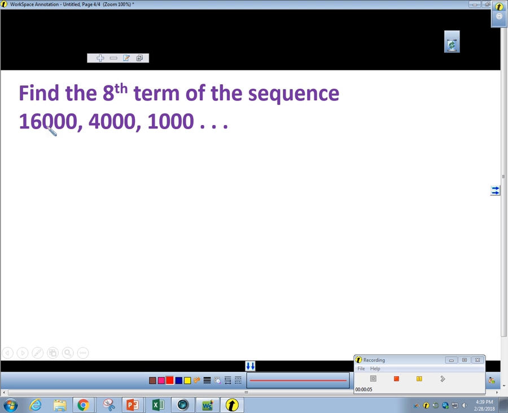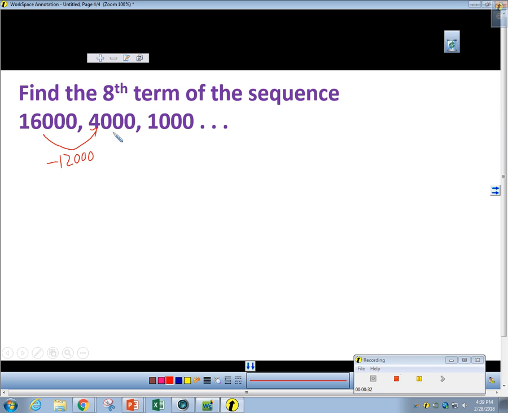We got 16,000, 4,000, 1,000. So we got to figure out how we are getting from the first thing to the second thing to the third thing. Well, when I look at this, I think, okay, 16,000 to 4,000, maybe what I'm doing is subtracting 12,000. That would work. So to see if that is actually what we're doing, we have to look at the next set of numbers and see if it works there.